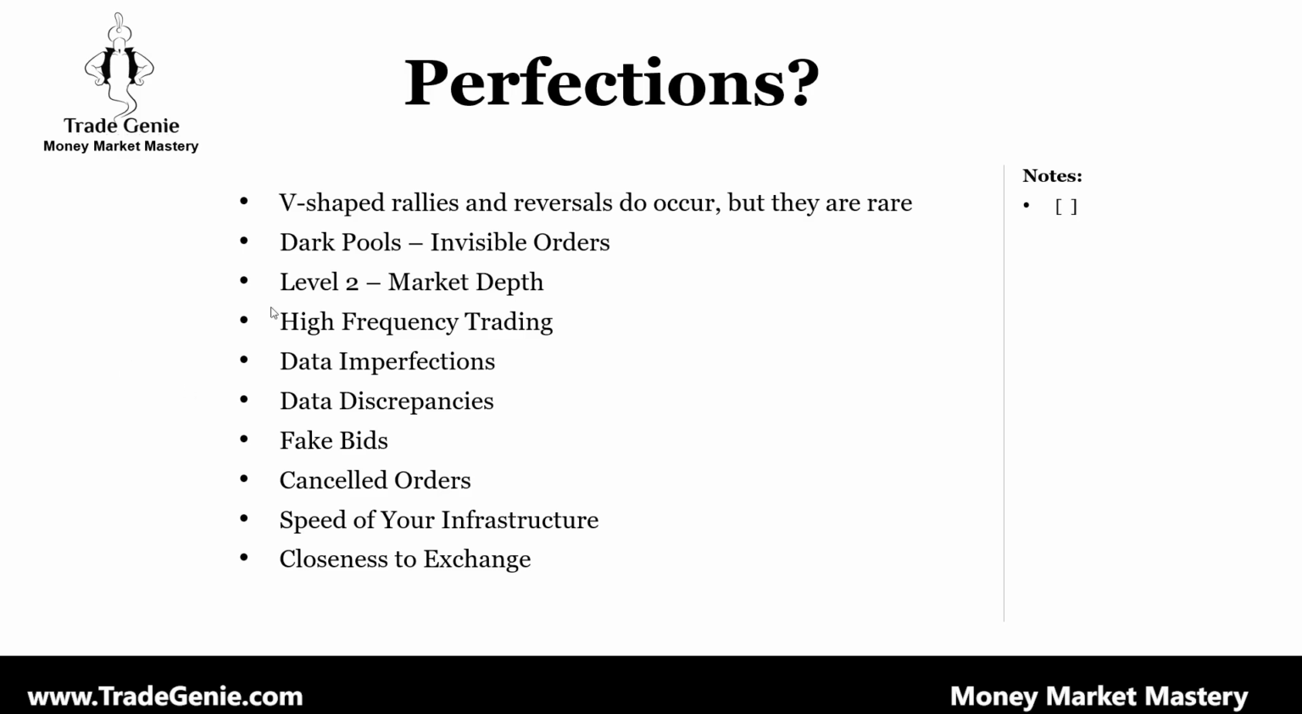There could be some V-shaped rallies and reversals, and they do occur, but they are rare. V-shaped rallies sometimes occur at the intraday level, and then we get trapped on the other side. If that is happening, be aware of it. There are also dark pools. You can read about dark pools. They are invisible orders. Big transactions are happening in the dark pools, and we are not aware of them.